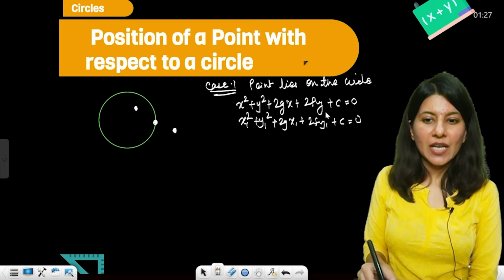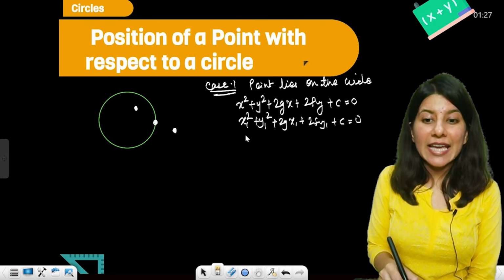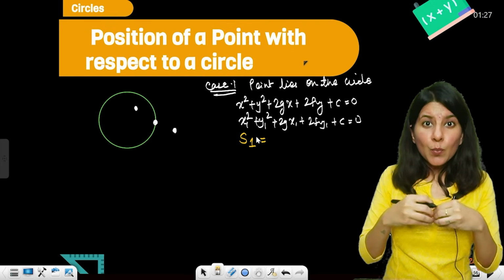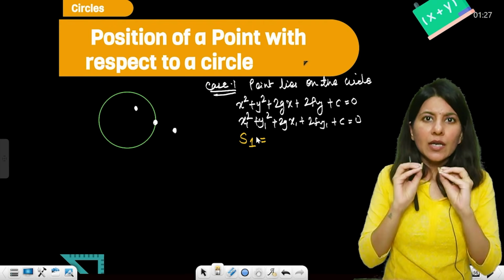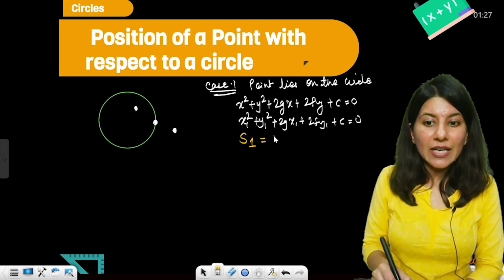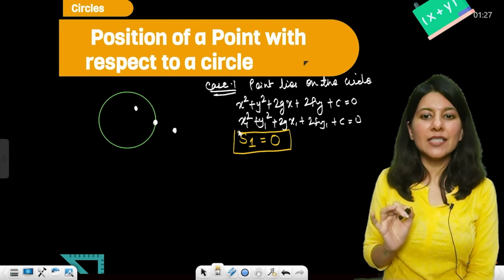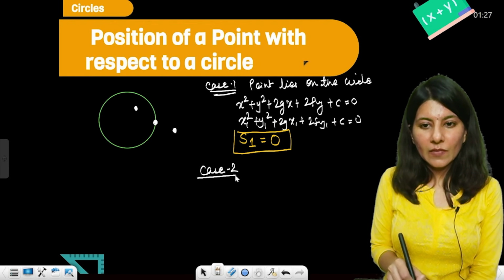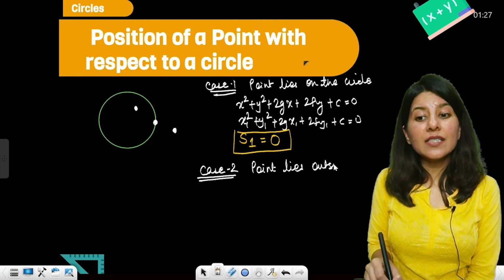This we already know. Now, do you remember that I told you there is a terminology in the circle which is S1. S1 is nothing but that value which you get when you put that point inside the circle. You put the values of x1 and y1 in the circle and you get S1. So basically your S1 value will become 0. The moment you put the point, what will you get? You will get a 0. This is case number 1. Now case number 2 says that the point lies outside the circle.